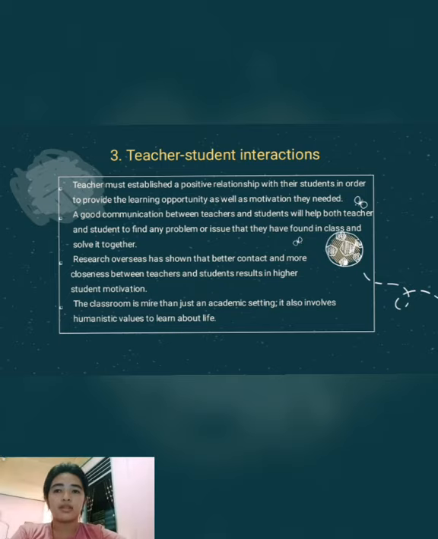The third is that research overseas has shown that better contact and more closeness between teacher and student results in higher student motivation. And the last thing is that the classroom is more than just an academic setting. It also involves humanistic values to learn about life.